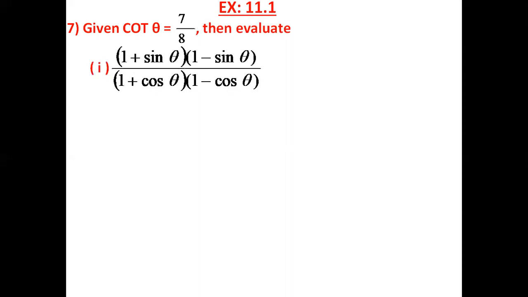So in exercise 11.1, I took one problem, the seventh problem: given cot theta is equal to 7 by 8, evaluate the first one, (1 plus sin theta) into (1 minus sin theta) by (1 plus cos theta) into (1 minus cos theta). Here, this is read as theta, T H E T A.